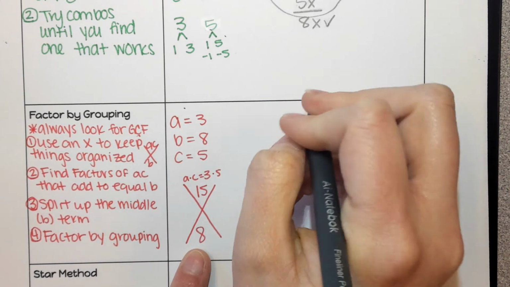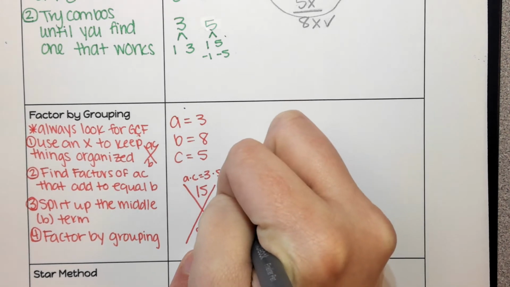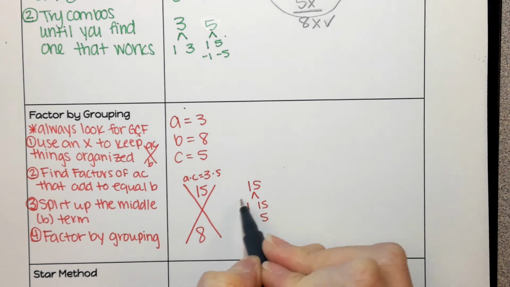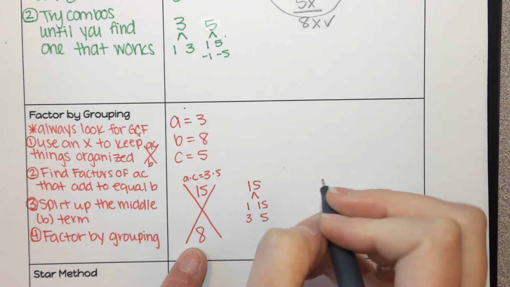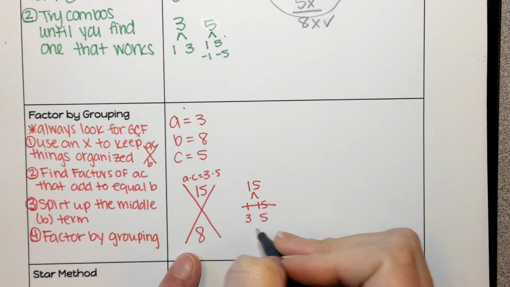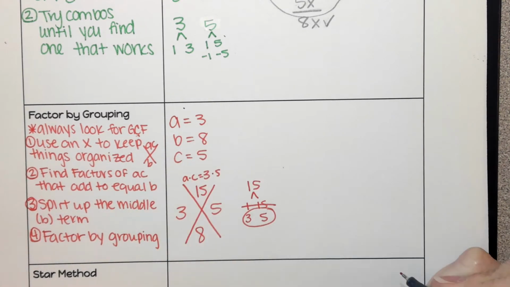If you think about the factors of 15, we could have 1 and 15, 3 and 5. So a 1 and a 15, is there any way to add or subtract a 1 and a 15 to get 8? No, so that one doesn't work. What about 3 and 5? Yeah, 3 plus 5 is 8. So I'll put a 3 on one side and a 5 on the other.